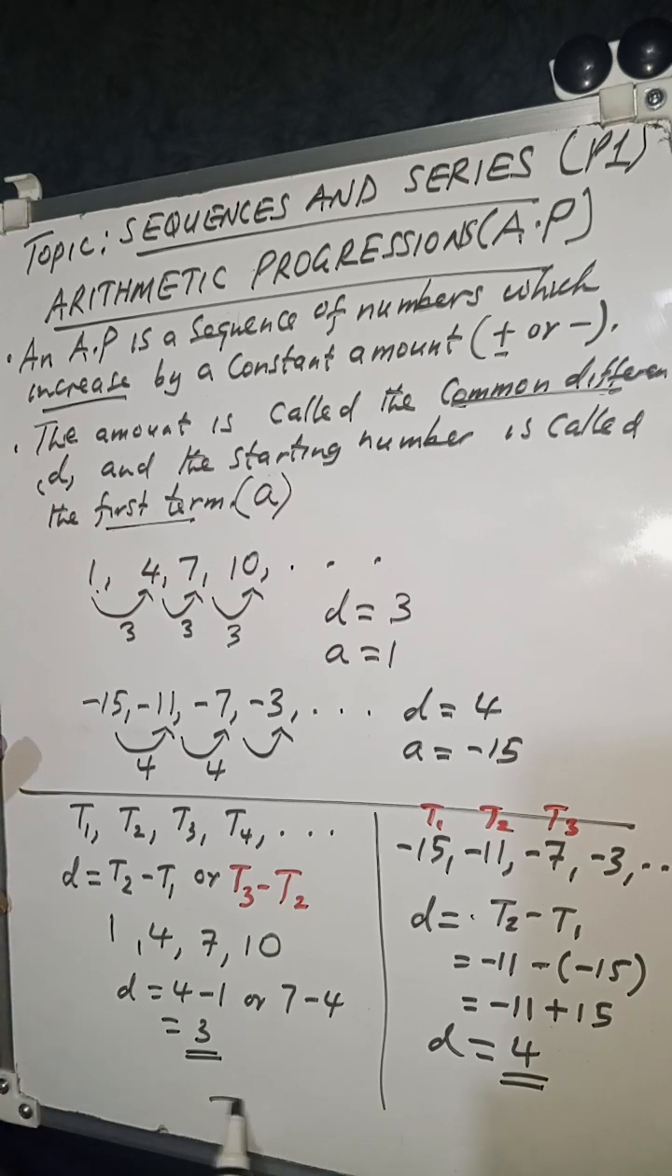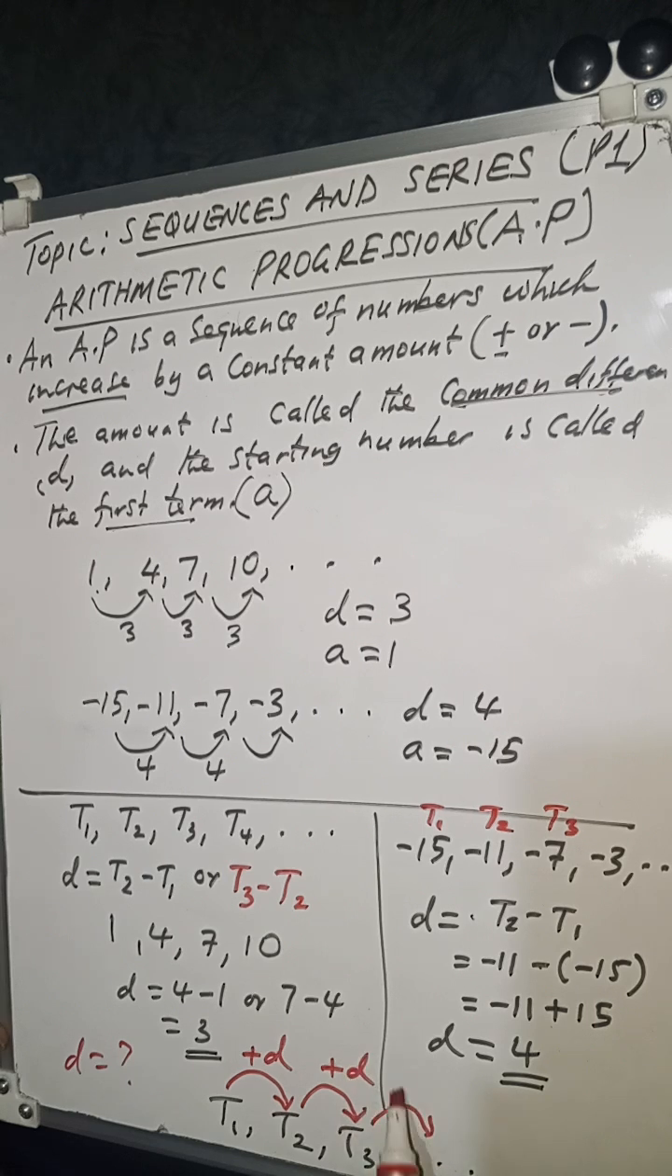If you know what your T1 is, you know what your T2 is, your T3, how can you know what the next term is? Well, in an arithmetic progression, if you know the first term and you know the common difference, to get the next term, you just keep on adding the common difference.